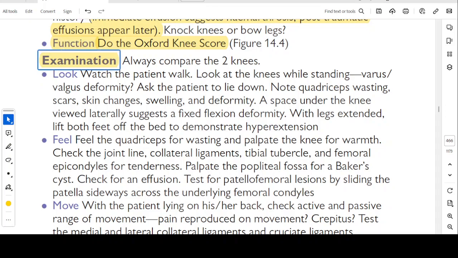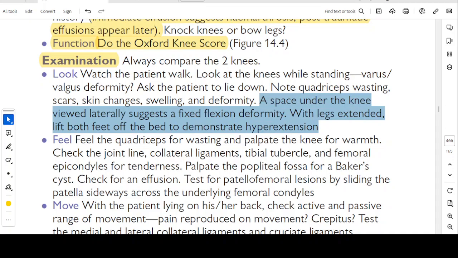Examination. Always compare both the knees. Look. Watch the patient walk. Look at the knees while standing for varus or valgus deformity. Ask the patient to lie down. Note the quadriceps wasting, scars, skin changes, swelling and deformity. A space under the knee, viewed laterally, suggests a fixed flexion deformity.